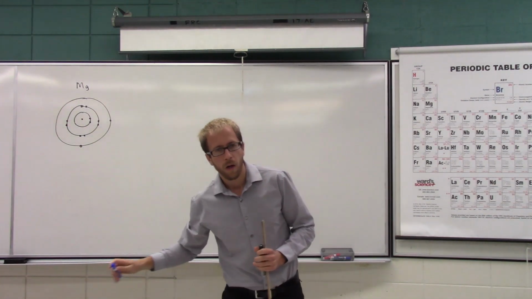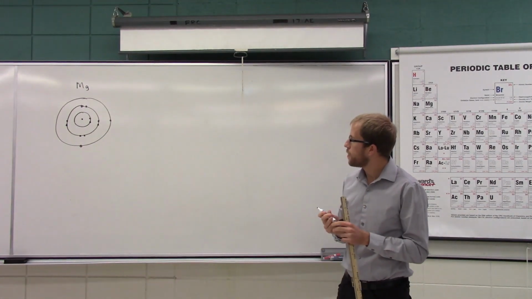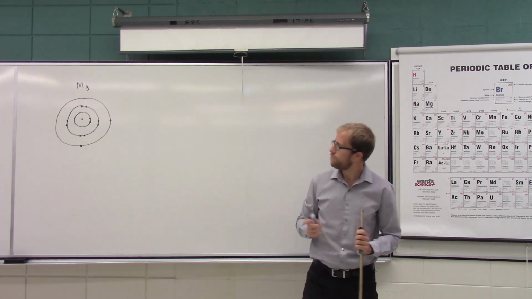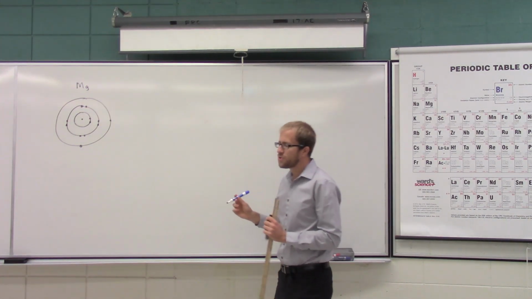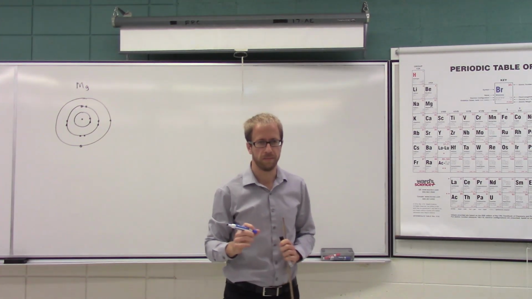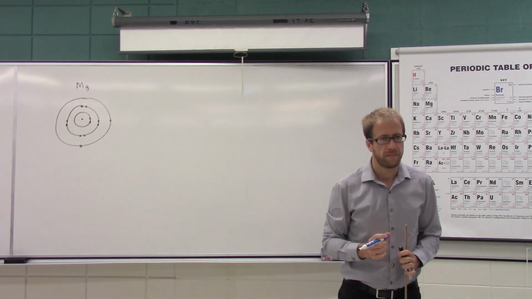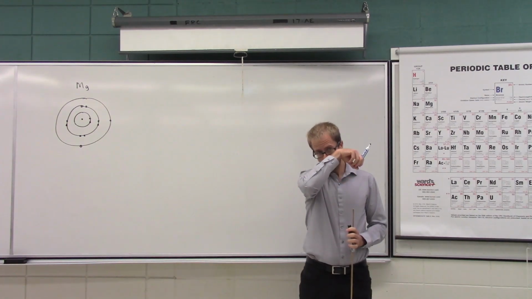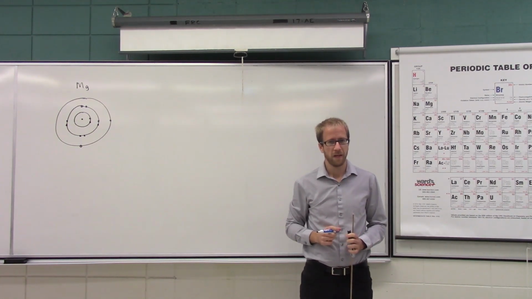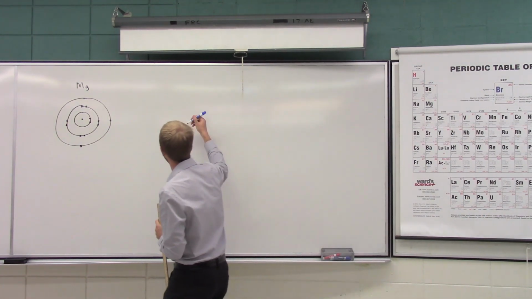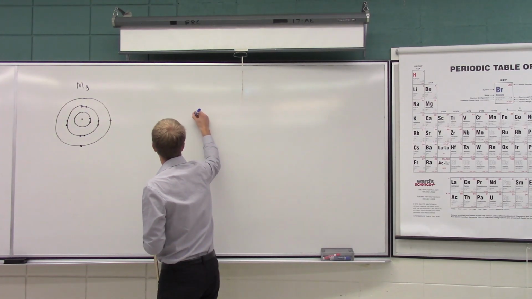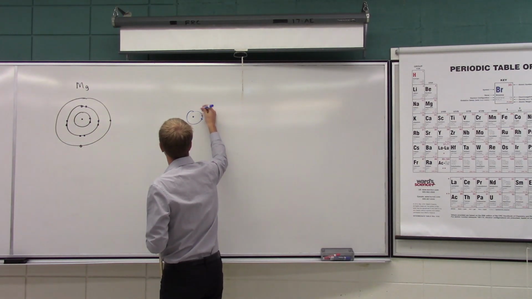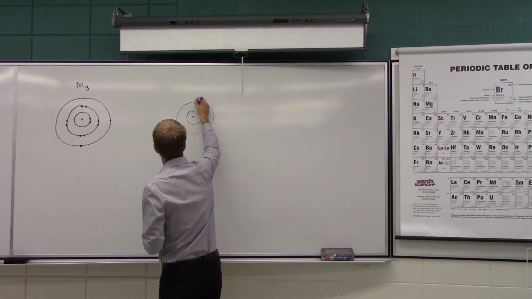Now, someone give me an element. Actually, no. Let's use one of the halogens. Somebody give me a halogen here. Any of the halogens. Sure, fluorine. I like fluorine. It's nice and easy to draw. How many valence electrons does fluorine have? 7. It has 7.